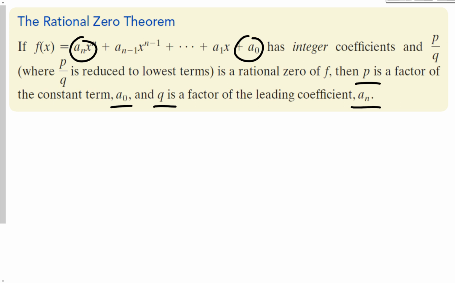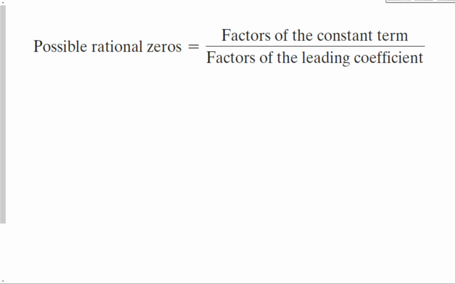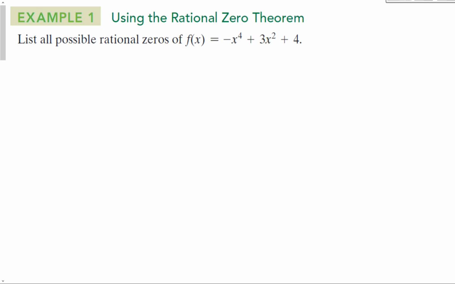So that means that if we have a polynomial function with integer coefficients, we can take the factor of the constant term, divide it by a factor of the leading coefficient, and that will be a possible rational zero in the polynomial function. So my possible rational zeros are going to be the factors of the constant term divided by the factors of the leading coefficient. Let's see how this works.